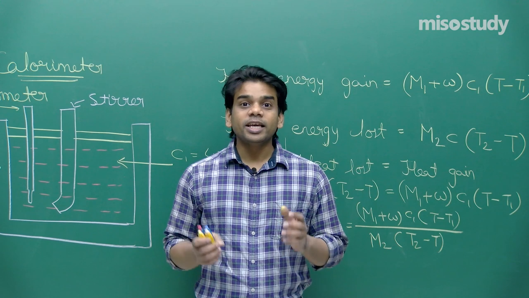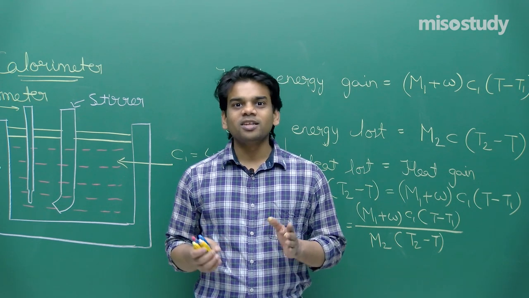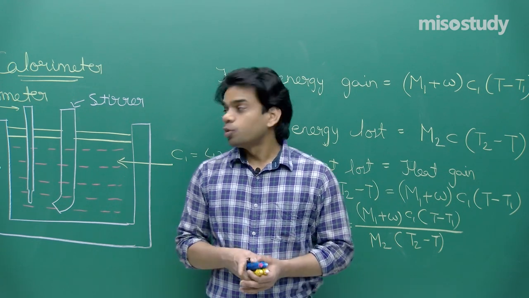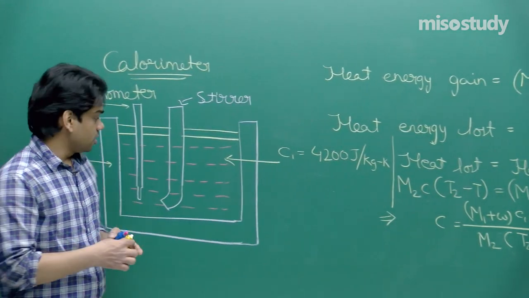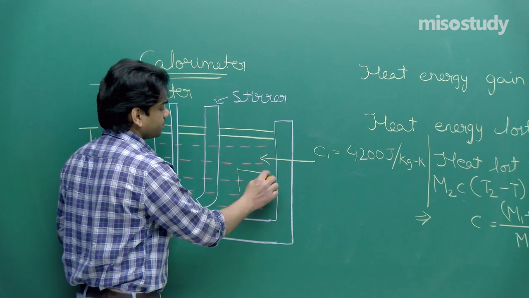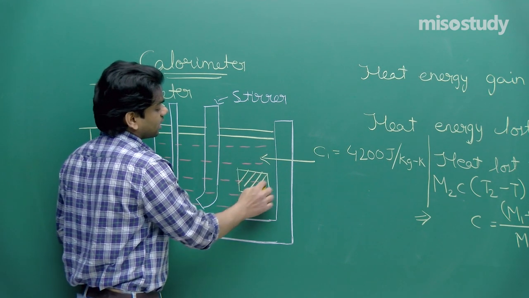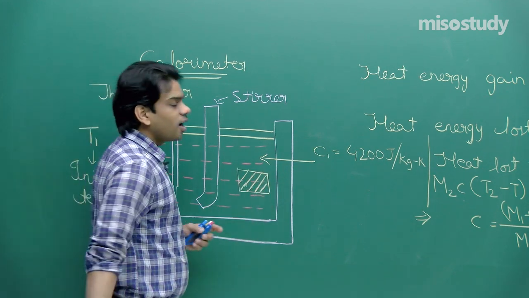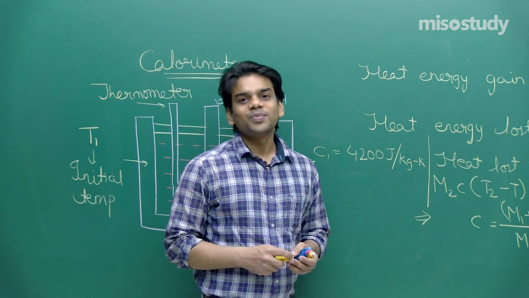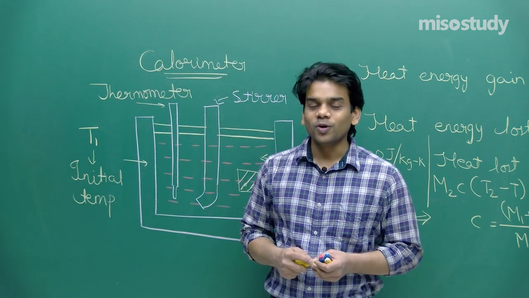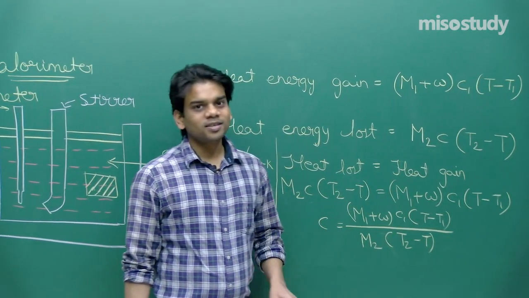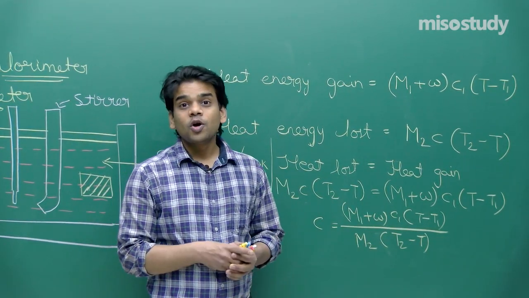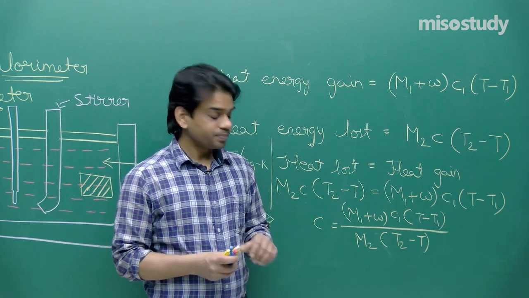You should know the constant temperature that has been attained within the calorimeter. The substance is actually immersed in the calorimeter. Both the substance and the calorimeter are going to attain a uniform constant temperature, that is capital T. So, if we know all these values and substitute them, we'll obtain the specific heat of the object.